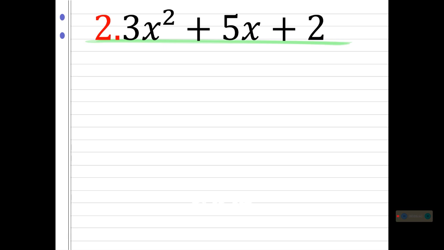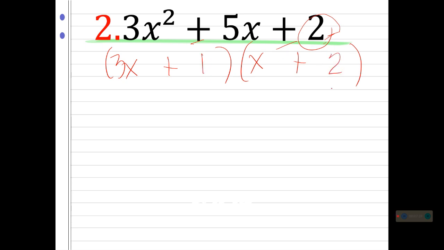So first, we are going to find the factors of the first term. We all know that there are no other factors of 3x squared except 3x and x. So you are going to have your binomial factors here. And then, since we are given a positive middle term and positive last term, your sign here will be positive. And then, you are going to find the factors of the last term. So we have positive 2, and we have here to use 1 and 2.